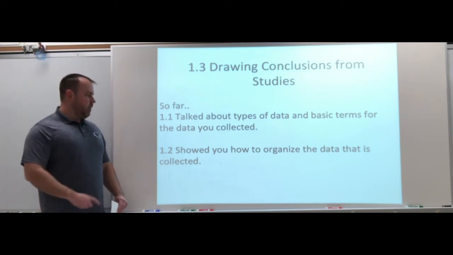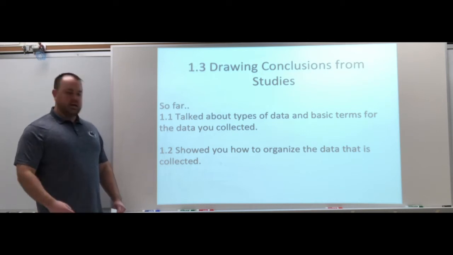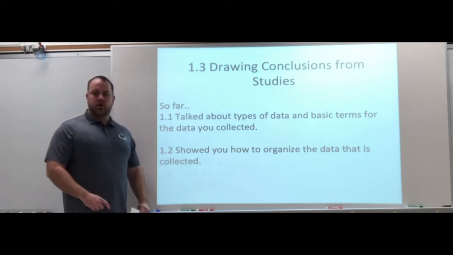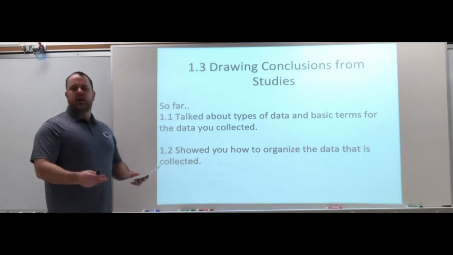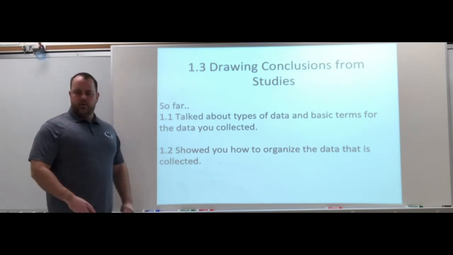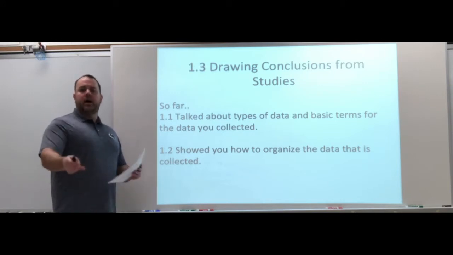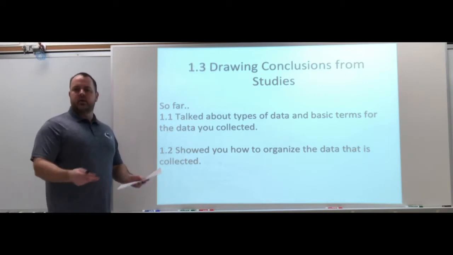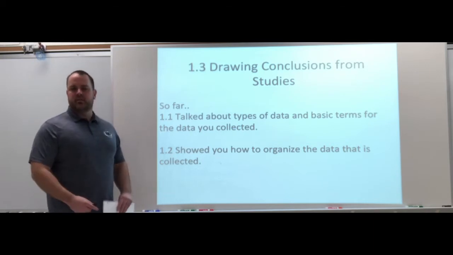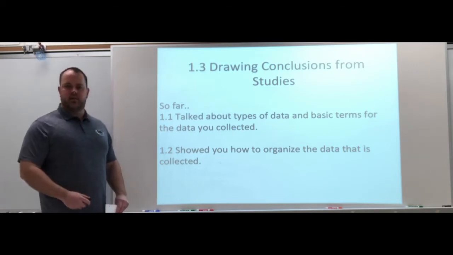So far, we studied 1.1, where we talked about the types of data and some basic terms for data collecting, and 1.2 showed you how to organize that data. We looked at a double proportion bar graph for categorical data: which one's higher, which one's lower. For the dot plot, we saw how things are consistent or inconsistent, where they tend to be, where our values tend to fall.